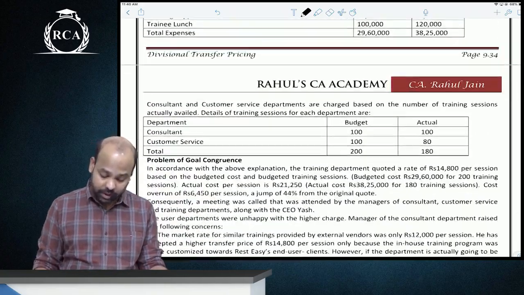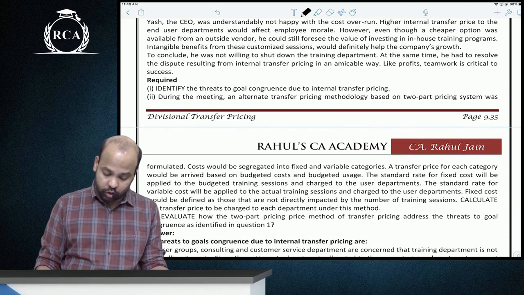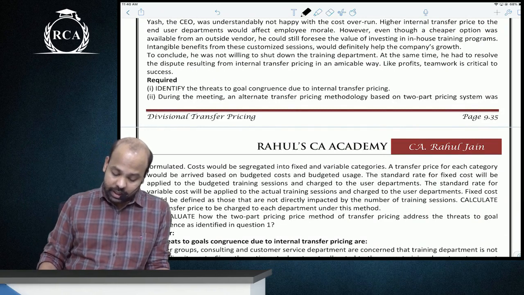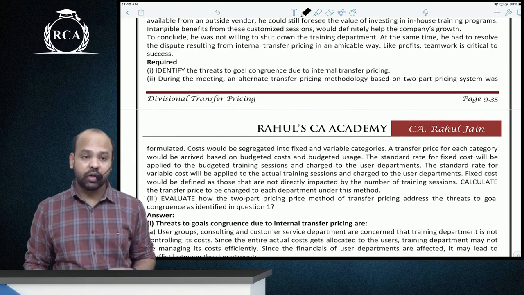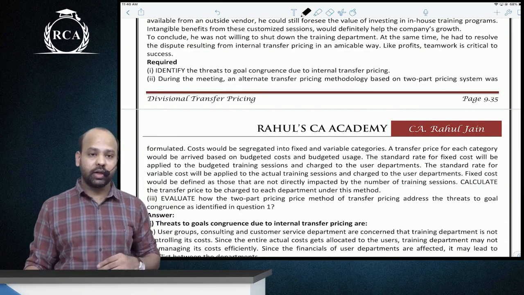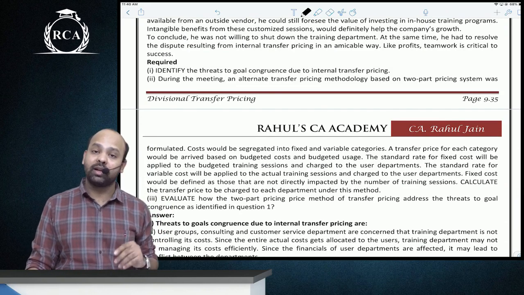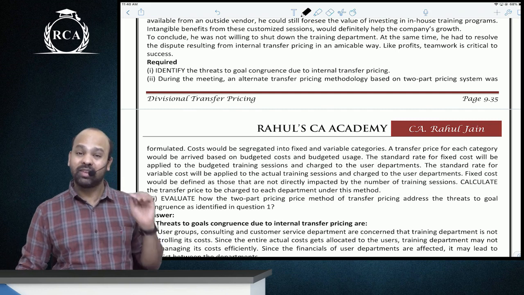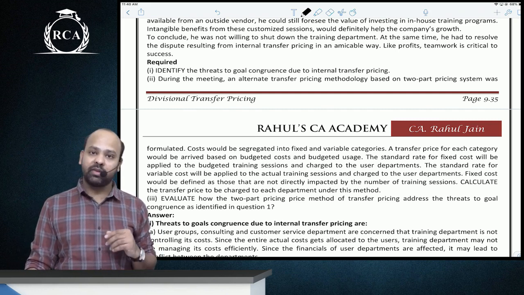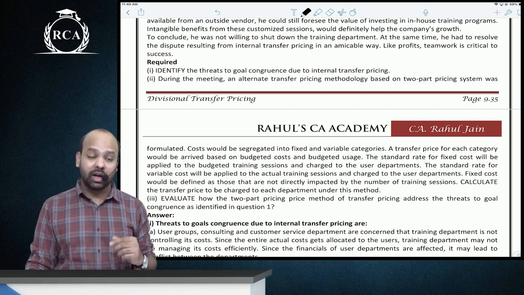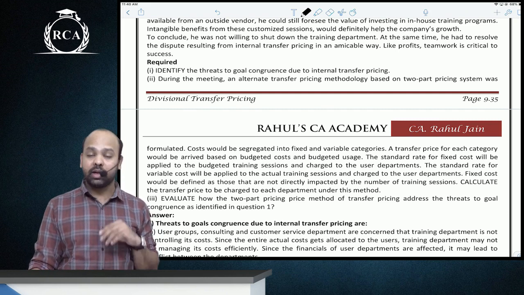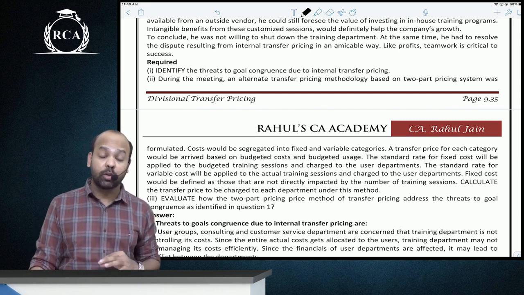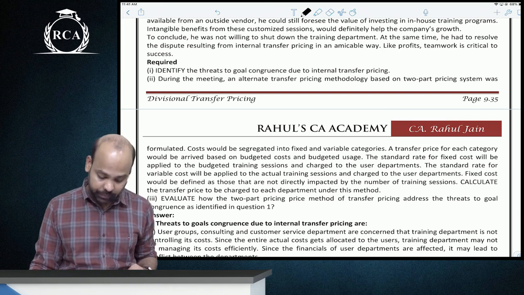एक बार requirement पढ़ लेते बेटा, question बड़ा है ना, 2 पेज का है बेटा. Requirement guys, identify the threats to goal congruence due to internal transfer pricing. We all know guys that when does transfer pricing create a threat to goal congruence beta is basically where the transfer price as such guys is resulting in a change in output of the company guys, that in turn has an effect on the overall profits that could have been realized by the company.